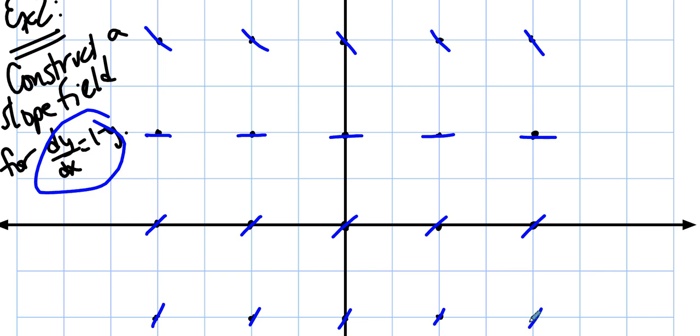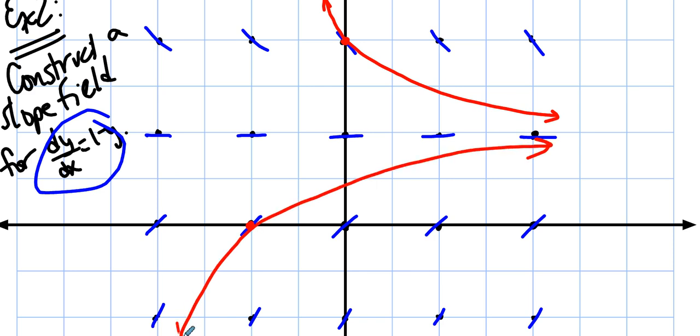It is a slope field. It helps us to imagine what the solution curves look like. So if we were to imagine the solution curve that goes through this point, it probably does something like this. The solution curve that goes through this point probably does something like this. They follow the slopes.